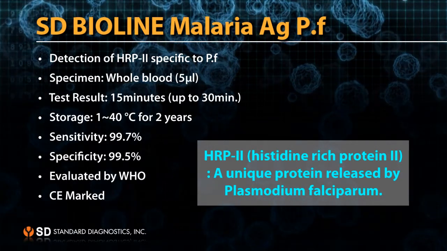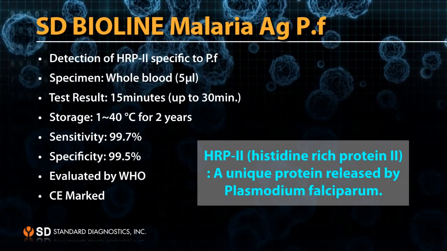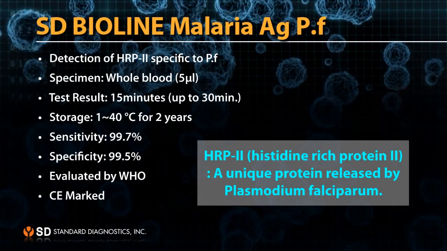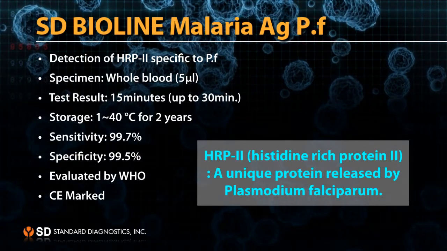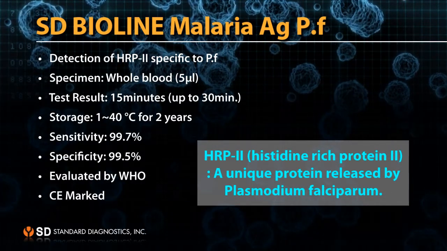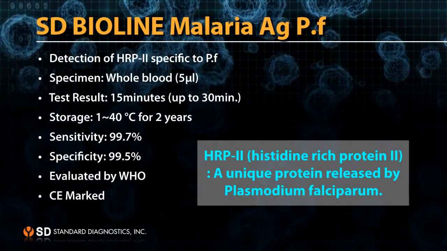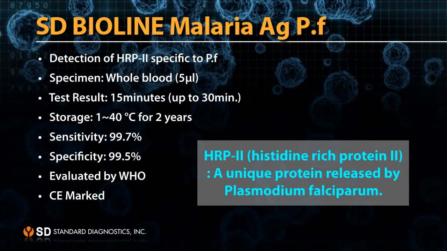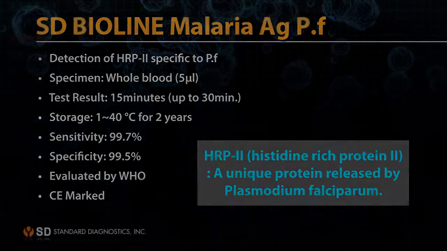Specimen is 5 microliters of whole blood, and the test result takes only 15 minutes. Storage condition is 1 to 40 degrees Celsius for 2 years. Sensitivity is 99.7% and specificity is 99.5%. This CE-marked BIOLINE Malaria Antigen PF test was evaluated by WHO with outstanding performance results.